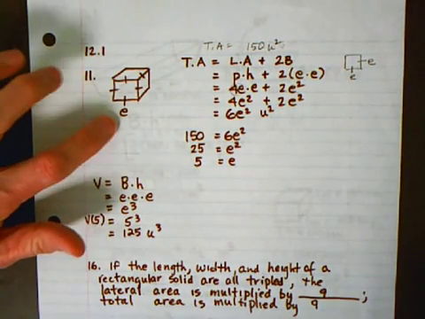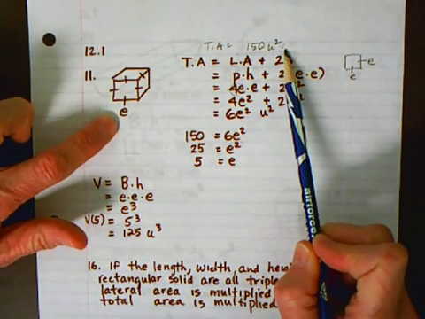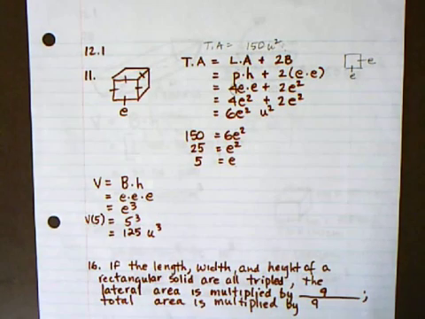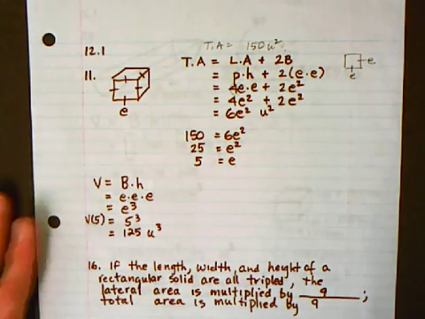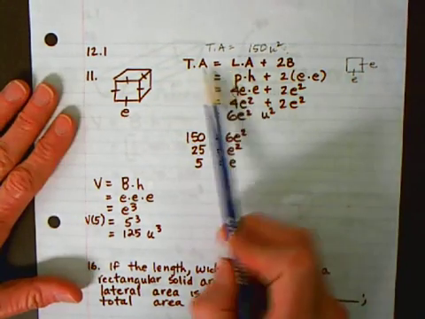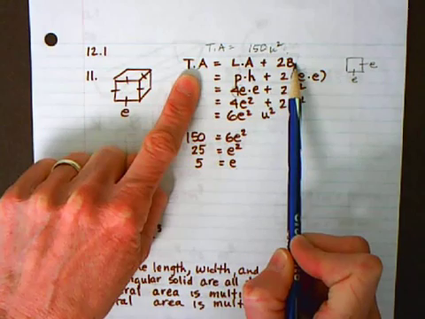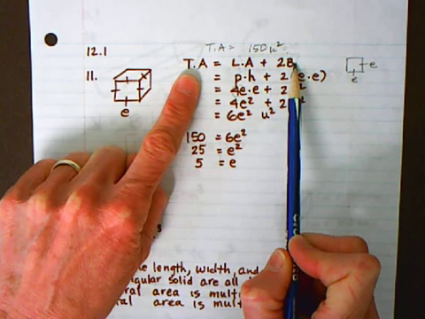and you're told that the total area is equal to 150 units squared. And what you have to do is find the edge, and you have to find the volume. Okay. So, knowing the total area is equal to the lateral area plus two bases, I have to just fill in what I know and see what I don't know.